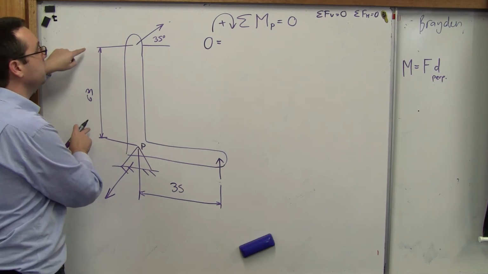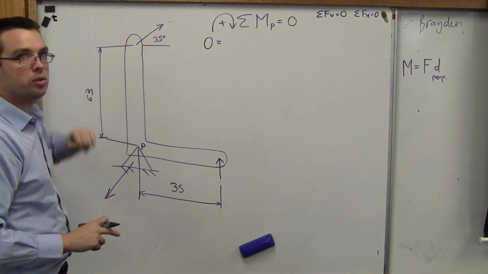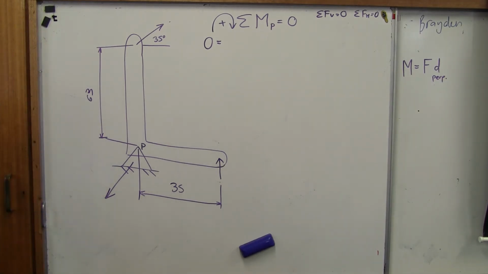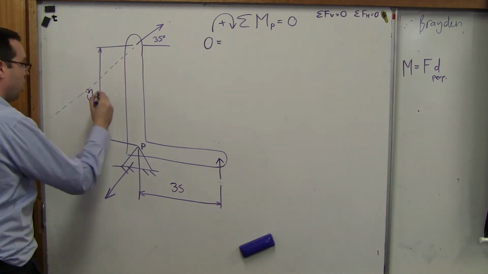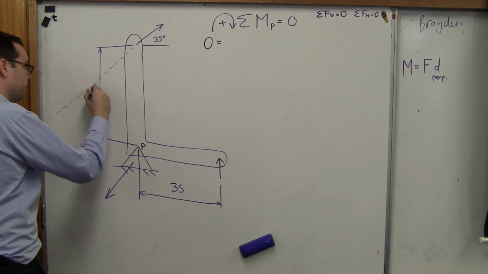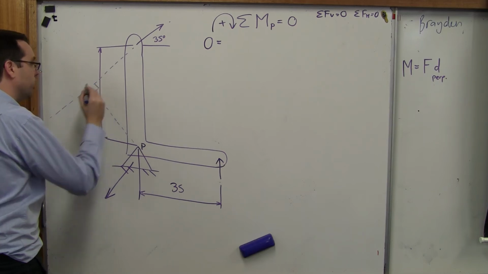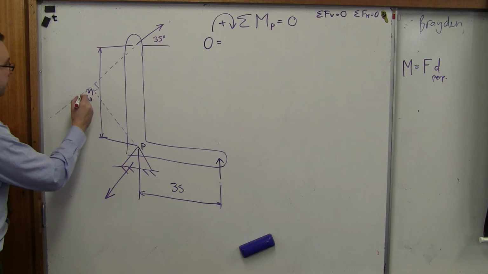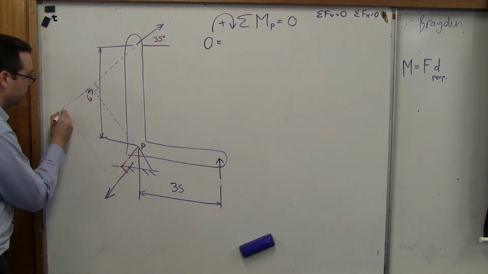So this distance here, 63, is that perpendicular to this force? No. So what we need to look at instead is, if we extend this line out forever, at what distance will it be when it's perpendicular? We're looking at that distance. That's the distance we're interested in. That is our perpendicular distance.